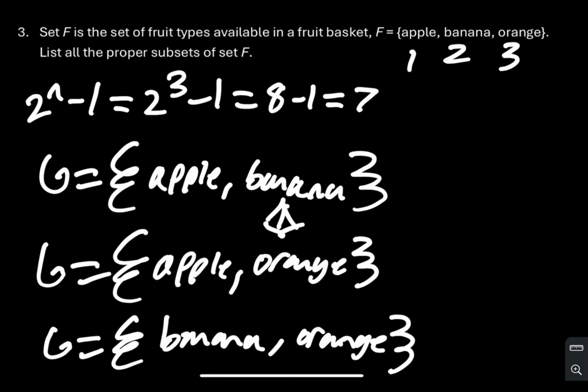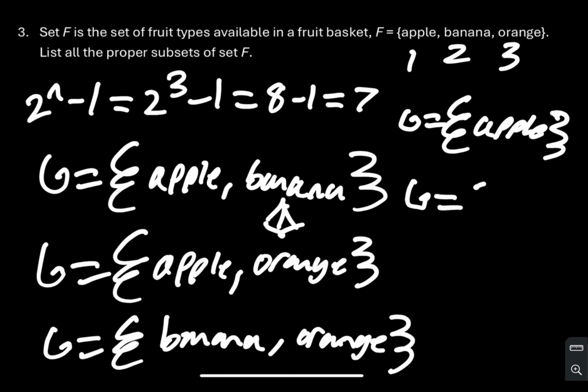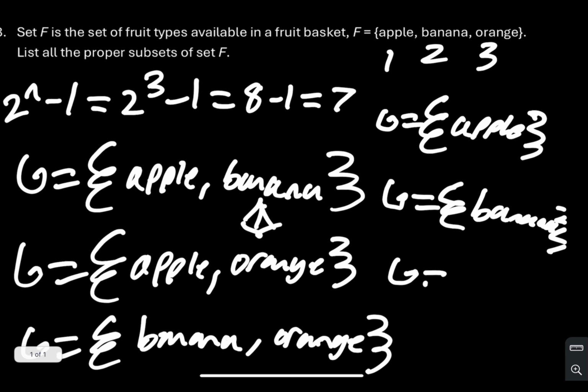And now we have our 3 different combinations. Now we're going to bump down to 1 and then do a single element in each proper subset. So we have G, so we have apple, and then we have banana, and then we have G, and then we have orange.